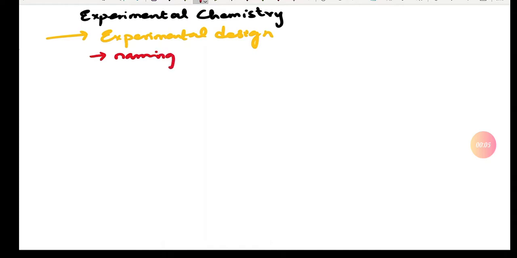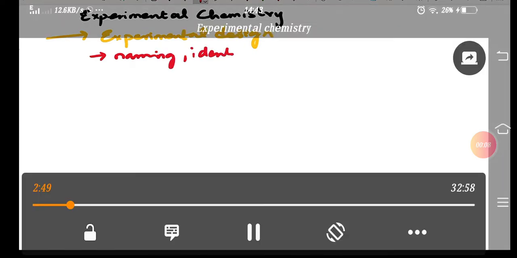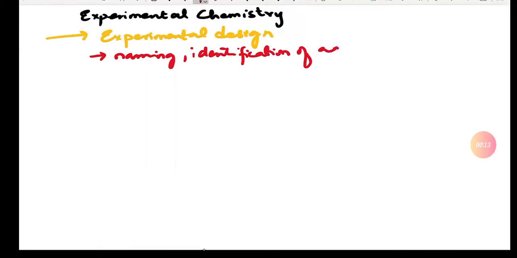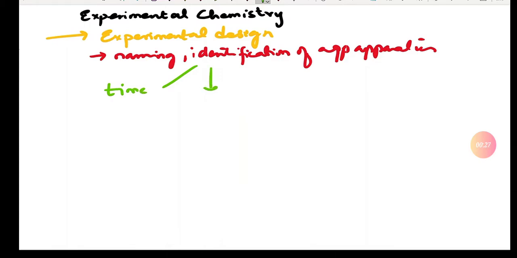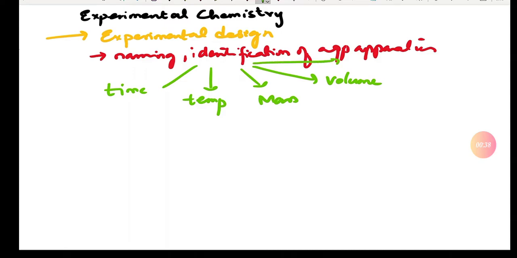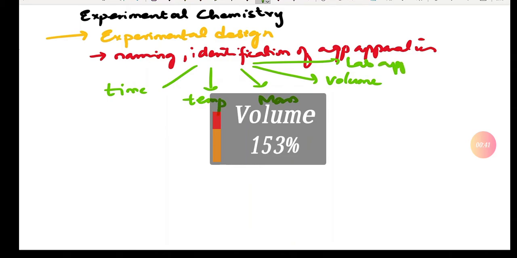Objectives for this are naming, identification of appropriate apparatus used in different measurements. You can come across measurements regarding time. Then you can come across measurements regarding temperature, then mass, volume, and many more measuring apparatuses, lab apparatuses being used.